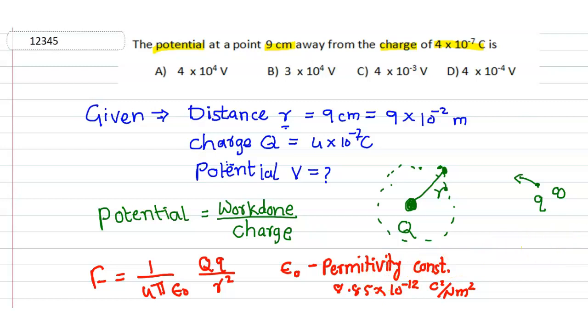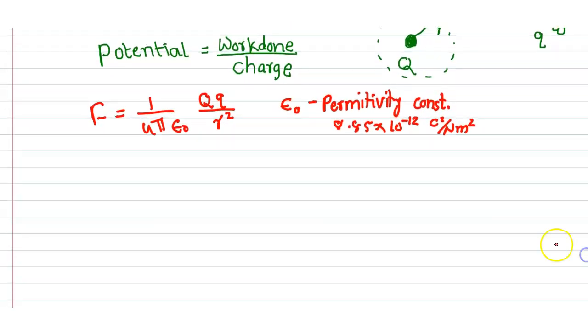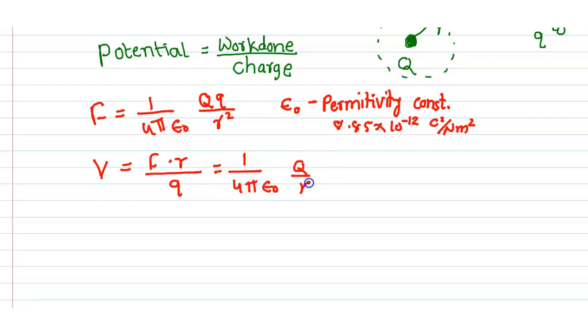Now we see the potential, work done per unit charge. Potential is equal to work done, which becomes force into distance, per unit charge q. So the force into distance is the work done, and per unit charge, our formula becomes 1 upon 4 pi epsilon naught capital Q upon r. So the formula for the potential becomes 1 upon 4 pi epsilon naught Q upon r.